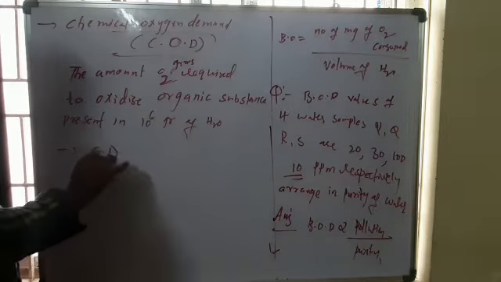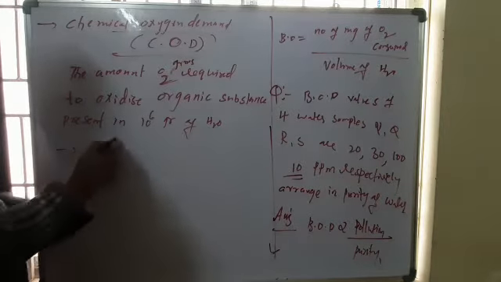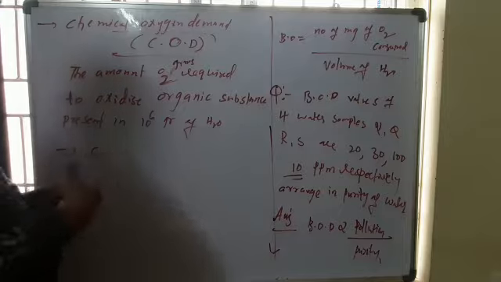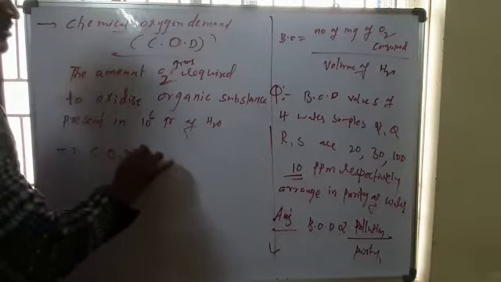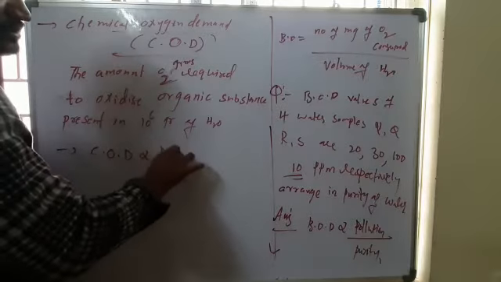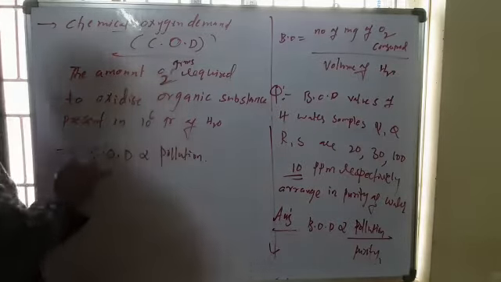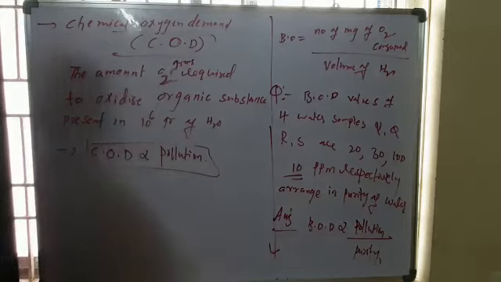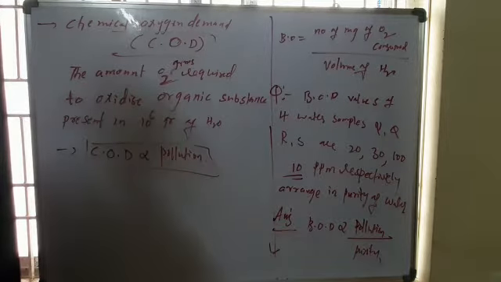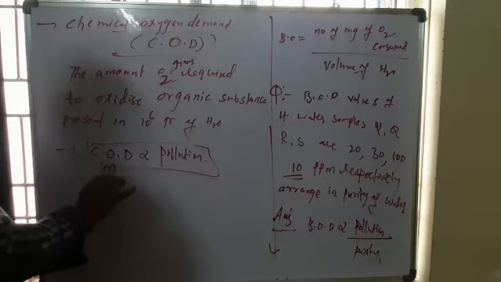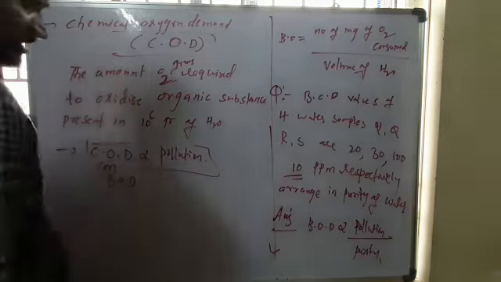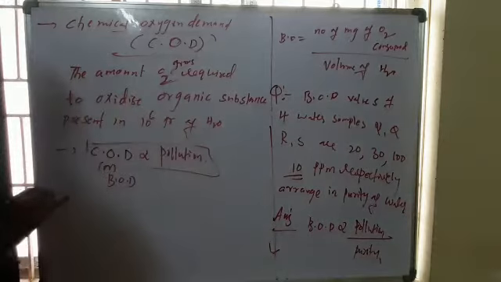So COD increases means more consumption for oxidation. So COD is directly proportional to pollution. Like BOD and COD, both are directly related to the pollution. You can take BOD also; BOD is also directly proportional to pollution.